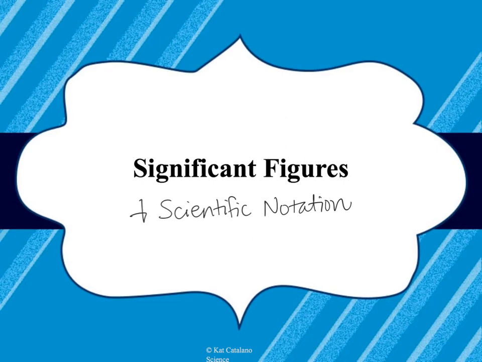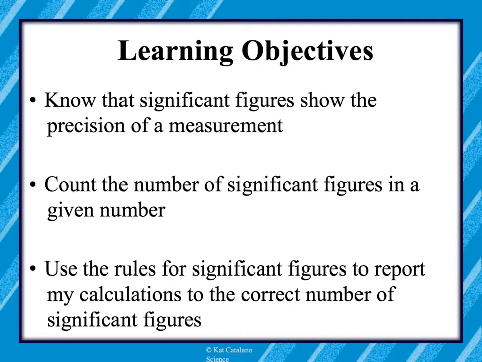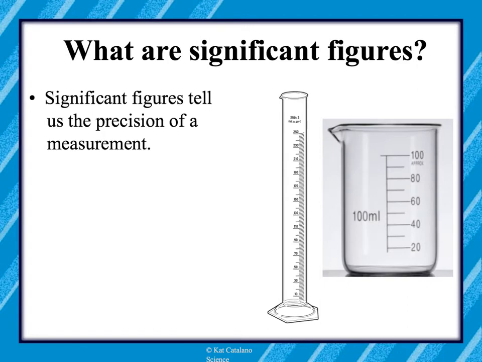Alright guys, today's lesson is going to cover significant figures and writing in scientific notation. So our objectives for this lesson are to know that significant figures show the precision of a measurement, to be able to count the number of significant figures or sig figs in a given number, and use the rules for sig figs to report calculations to the correct number of significant figures. Included in that, we'll also be looking at how to convert to and from scientific notation and what that actually means. So significant figures tell us the precision of a measurement.